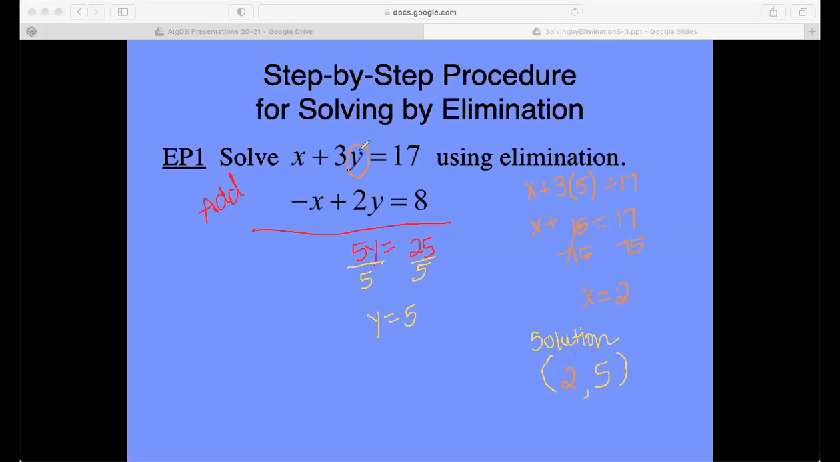Remember to check that. You can plug these variables back in. So let's see, 2 plus 15 equals 17. It works there. And -2 plus 10 would equal 8. So it works in both equations. All right, let's look at another example. Let's go on to our next slide.